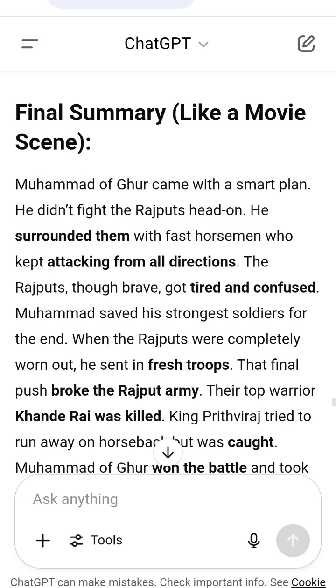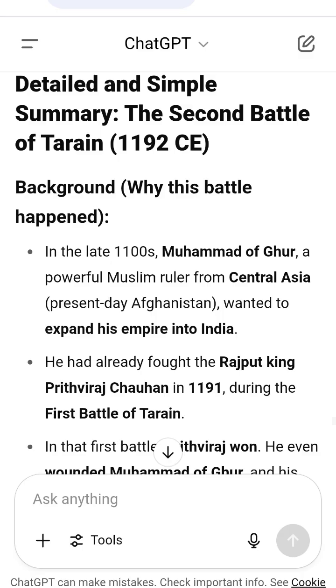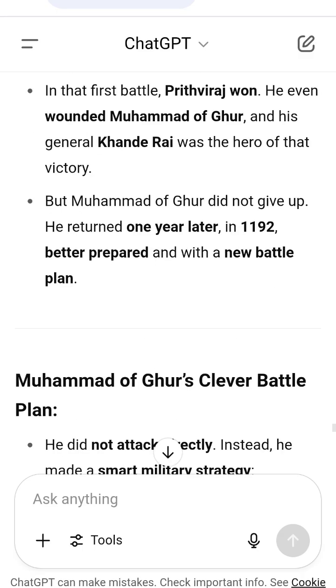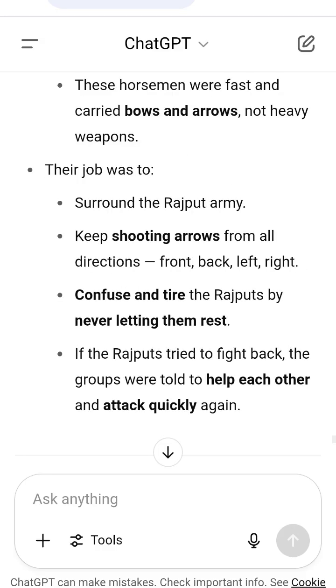The Second Battle of Tarain in 1192 was a turning point in Indian history. It marked the fall of the powerful Rajput king Prithviraj Chauhan. It allowed Muhammad of Ghur to take control of large parts of northern India. This victory paved the way for Muslim rule in India, leading to the rise of the Delhi Sultanate later. It was the beginning of foreign Islamic rule in North India, which lasted for many centuries.